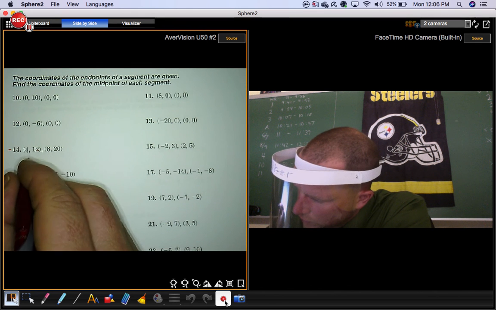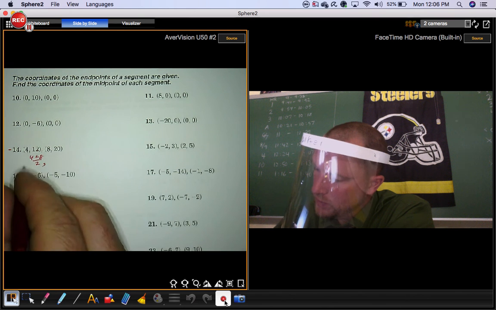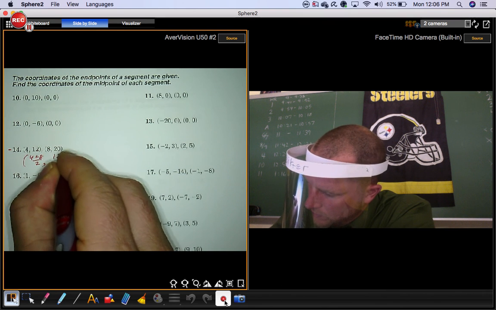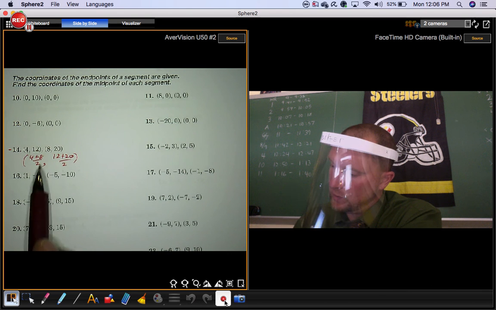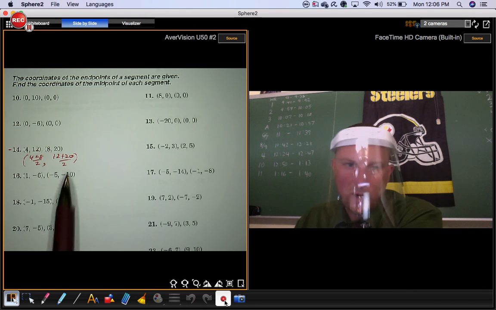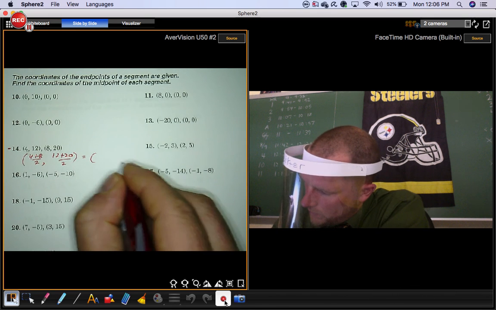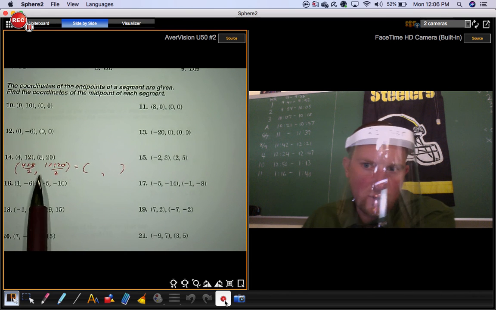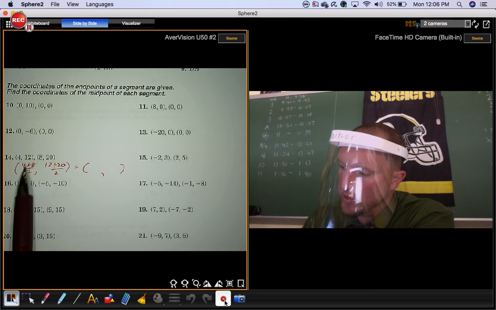So we're going to do 4 plus 8 divided by 2, 12 plus 20 divided by 2. This will be your x coordinate, that'll be your y coordinate of that midpoint. So it's important to record before you show your work. So I'm recording the numbers that I'm adding.